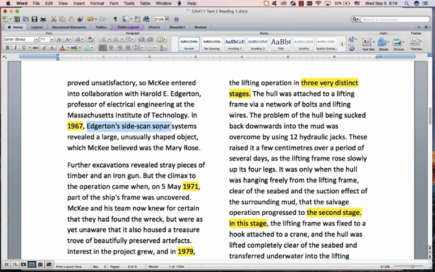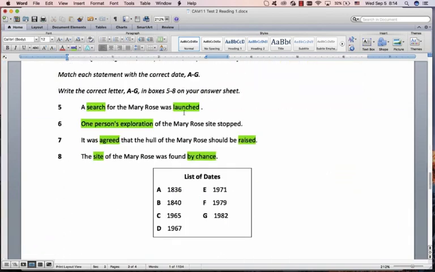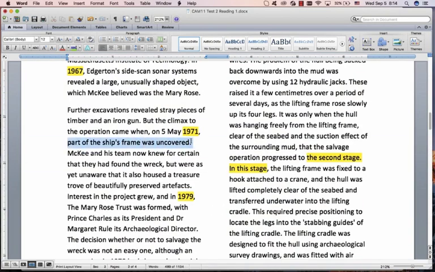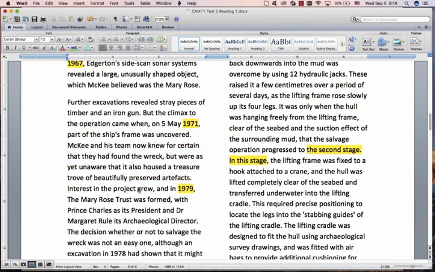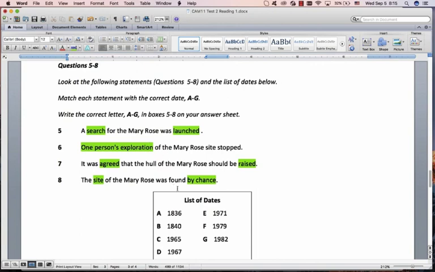67. This guy's side scan sonar systems revealed an object. So this means this equipment found this object and he thought it was the Mary Rose. Anything here about finding it? And no, so nothing. 67. 71. The ship's frame was uncovered. Now they knew that they had found it. Blah, blah, blah. So again, nothing here where they say the ship's frame was uncovered, so no. I'm actually going to delete that one and that one because I'm quite sure that there's nothing there about those two.